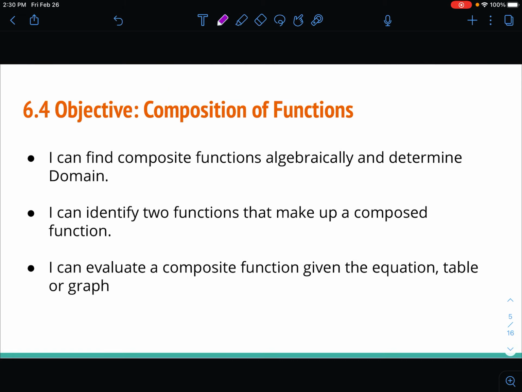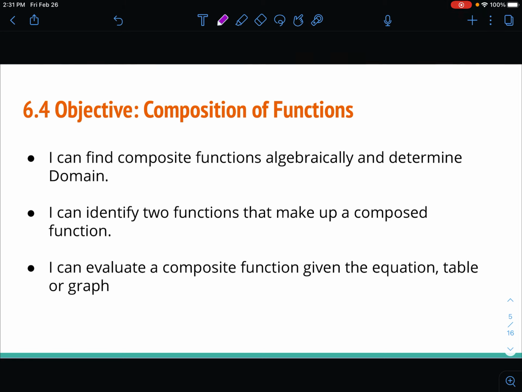Hi students, this is lesson 6.4 and it's going to focus on the composition of functions. So you most likely have worked on this previously in an Algebra 2 course, and we are going to go ahead and expand upon that knowledge, but even if it was a little shaky back then, we're going to do a little review here so it shouldn't be too bad.